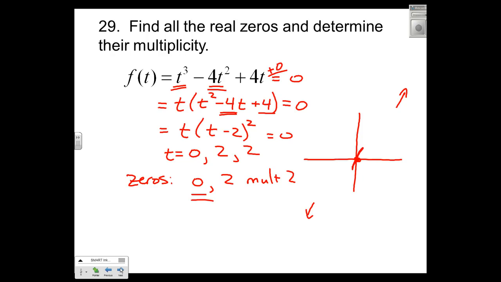What else did we learn? We learned we had a 0 at 0, but that just confirms what we already knew. We learned we had a double 0 at 2, which makes this guy a touch point, a double 0. It's going to eventually come down to here and head up. There's our graph. The only question we might ask is, I wonder how high it gets. So we may want to put in 1 for x, but right now all they're really asking for is zeros and multiplicity. I'm kind of leading you to the next step by discussing the graph.